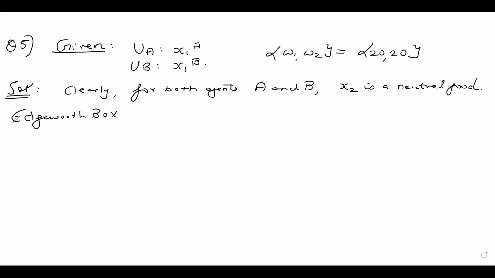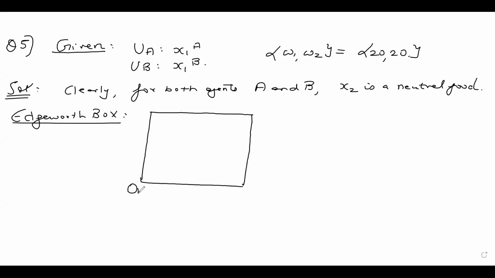Let's draw the Edgeworth box for both A and B. It's going to be a square because the endowments of good 1 and good 2 are exactly equal. So it's going to be 20 from A's origin, 20 from B's origin, and if you look at it from B's origin, again it's going to be 20 and 20.